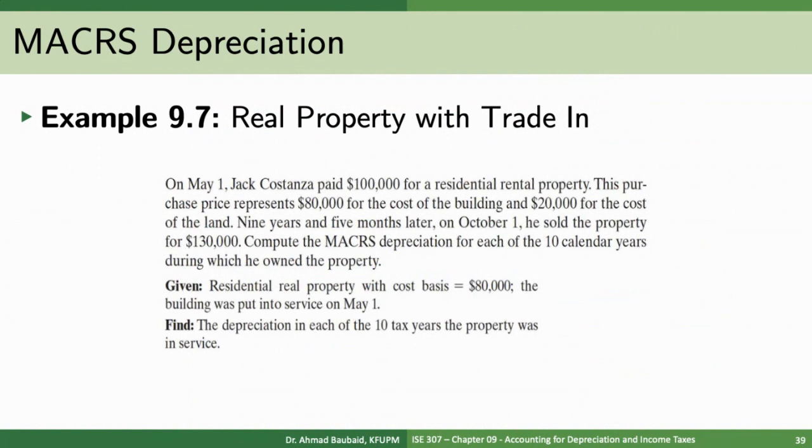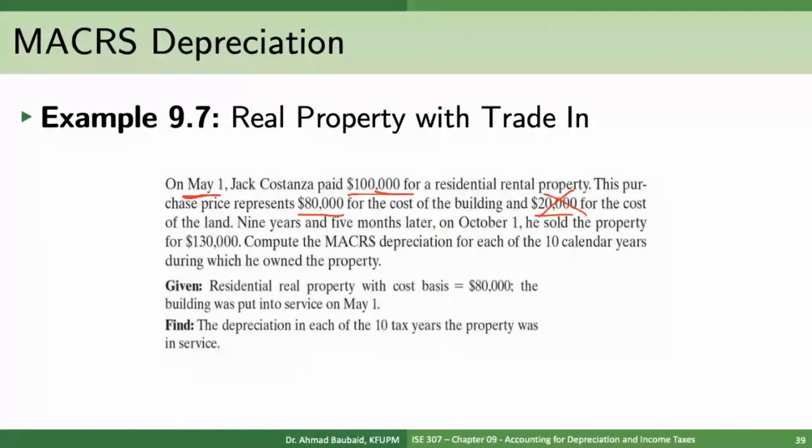So the building is purchased on May 1st for this amount. And remember, one other key thing that we said here is that land cannot be depreciated. This is very important. So if I tell you that this 100% consists of 80 for the cost of the building and 20 for the land, you do not depreciate this 20. You just take the cost of the building, and that's what you depreciate.